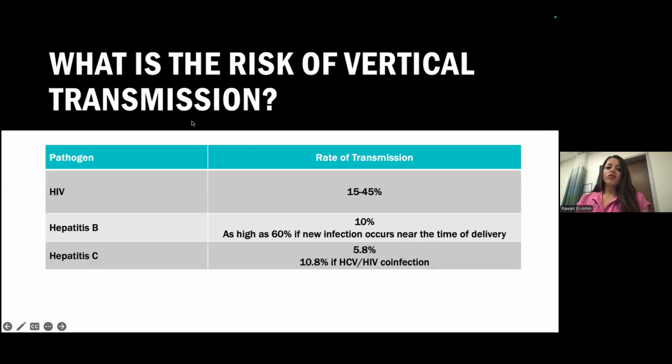What is the risk for vertical transmission for certain infectious diseases? Well, HIV can be between 15 and 45%. Hepatitis B is at 10%. It could be as high as 60% if the infection is happening around delivery time. And hepatitis C, 5.8%, and even higher if they have a co-infection with HIV, up to 10.8%.